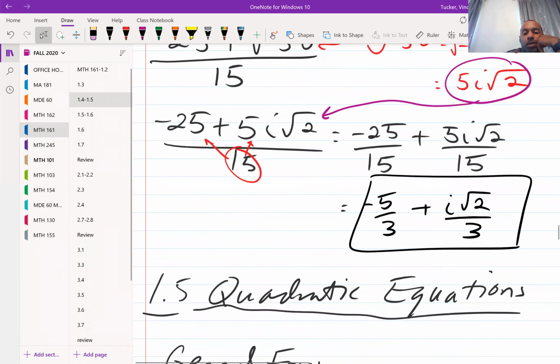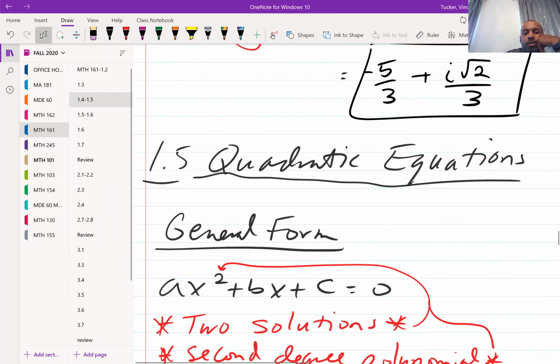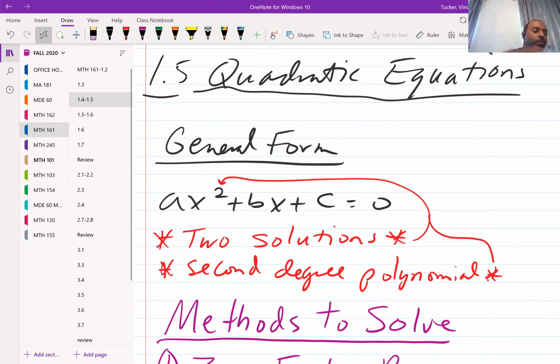All right. So let's look at 1.5. Quadratic equations. So we're going to talk about 4 methods on solving quadratic equations in this section. So that's our general form: ax squared plus bx plus c equal to 0. It's considered a second degree polynomial because our highest exponent on our variable is 2. And it also lets us know how many solutions we should receive. So that'd be 2 solutions that we'll be looking for whenever we solve our quadratic equations.